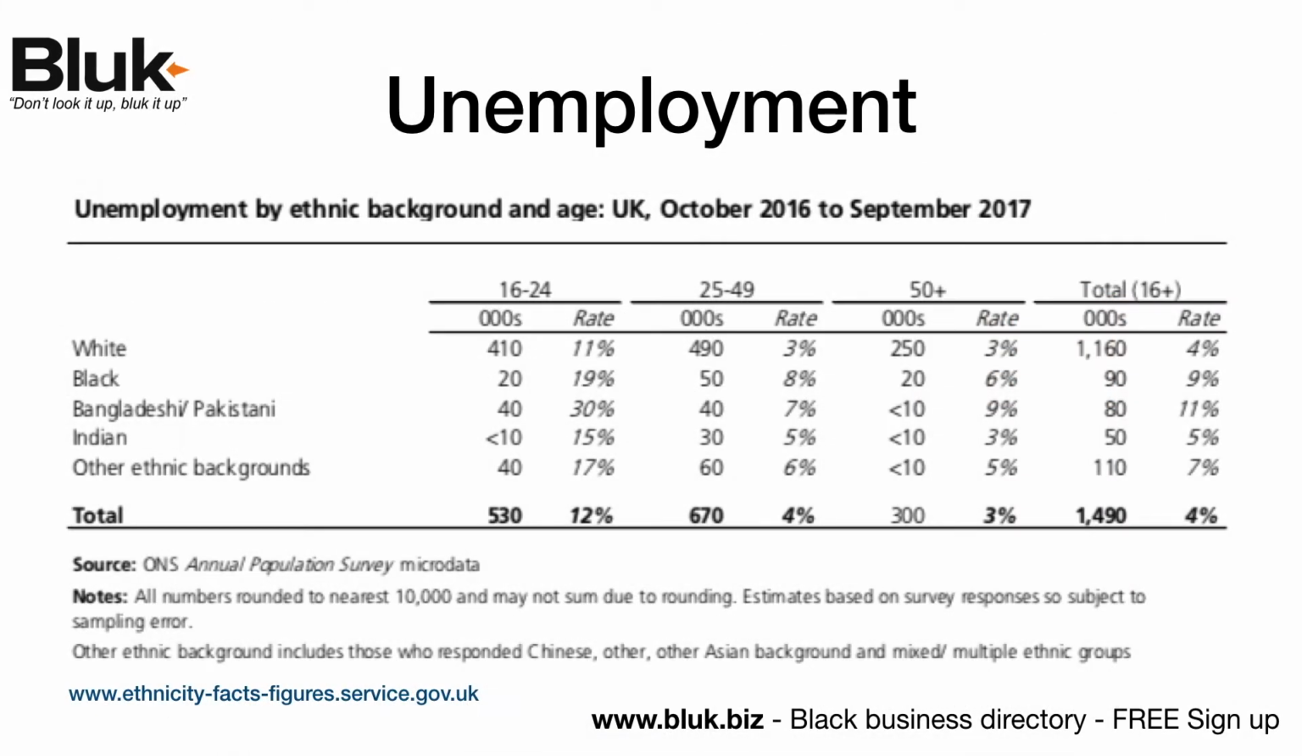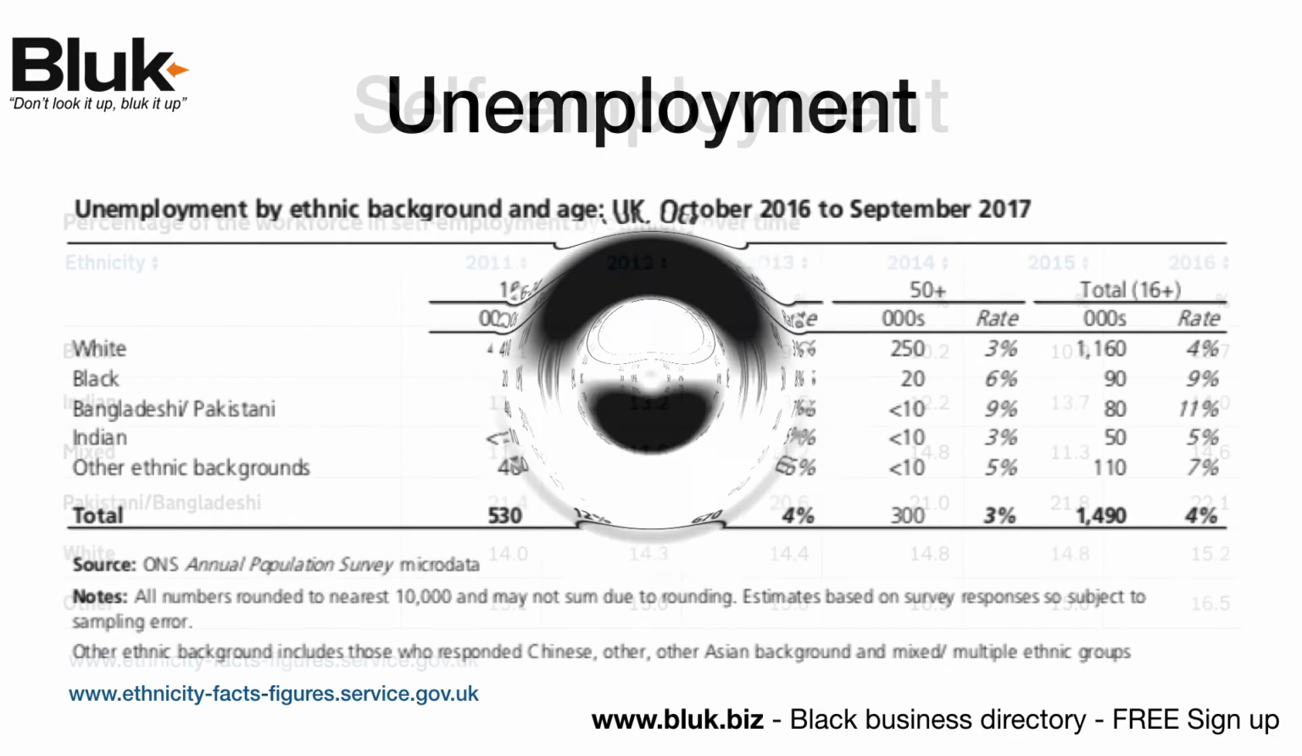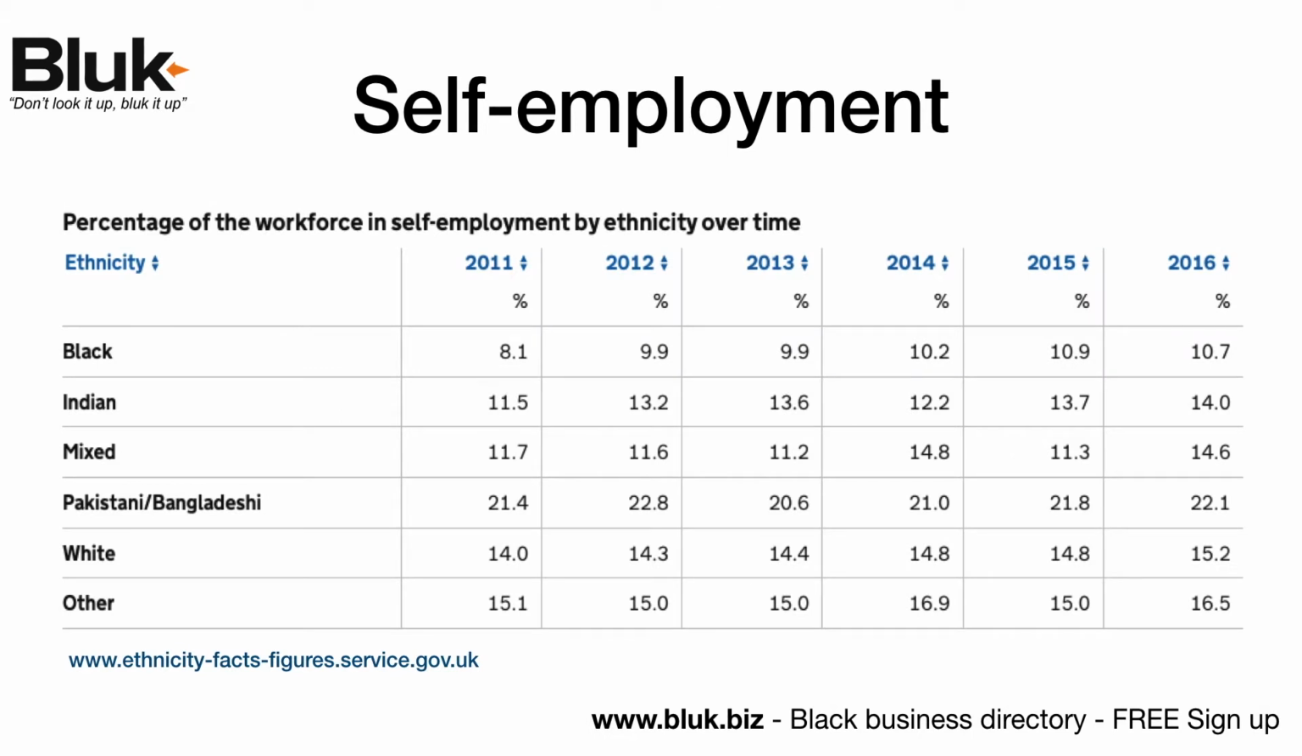The current unemployment rate for black people is one of the highest amongst all of the ethnic minorities. You can see at the far right of this table, 9% is the figure given to overall black unemployment rate. That's almost 1 in 10 black people unemployed within the UK. The only group that is near it is the Bangladeshi Pakistani community. As you shall see, that group compensates by having a high self-employment rate. The self-employment rate, however, for the black community remains the lowest amongst all groups.